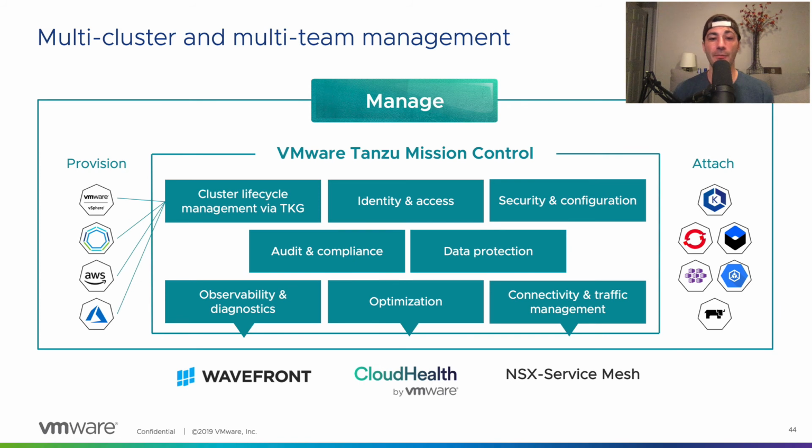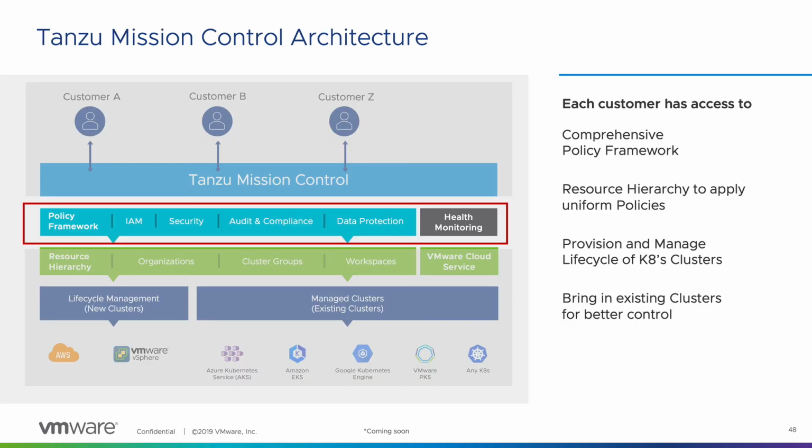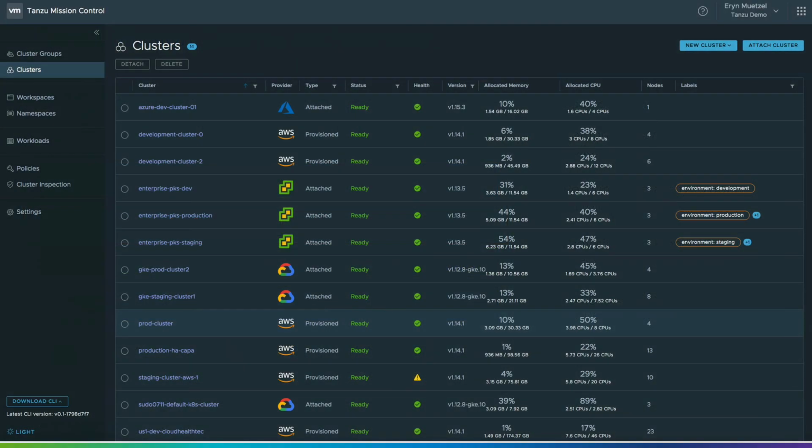And as I mentioned, on the right-hand side, I can attach pretty much any type of cluster to it. We also have the ability to provision multiple types of clusters from it, and even more going into the future. This is what the policy framework looks like. You have the ability to have security, audit compliance, data protection, health monitoring, all that sort of stuff built into it. This is an easy screenshot to get an idea of what this looks like with Tanzu Mission Control.